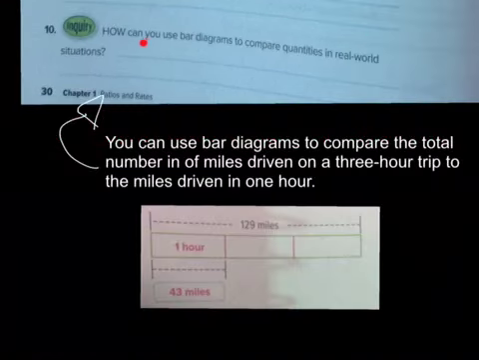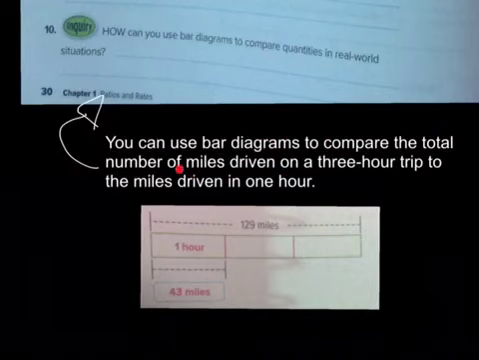So number 10. How can you use bar diagrams to compare quantities in real-world situations? Well, this is a bar diagram, boys and girls. You can use bar diagrams to compare the total number of miles driven on a 3-hour trip to the miles driven in 1 hour. You see, here's a 3-hour trip, 129 miles. We broke it up into 3 hours. So we see what 1 hour is, and it shows us that it's 43 miles. And that's how we compare the entire trip broken up into 3 hours, and then we just take the 1 hour.